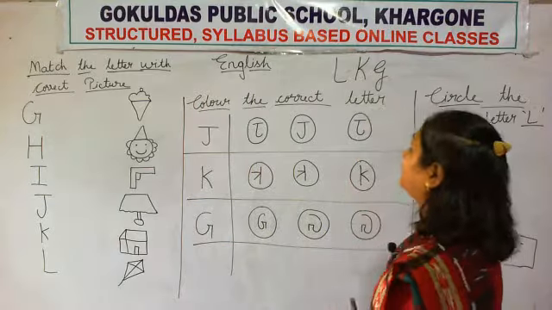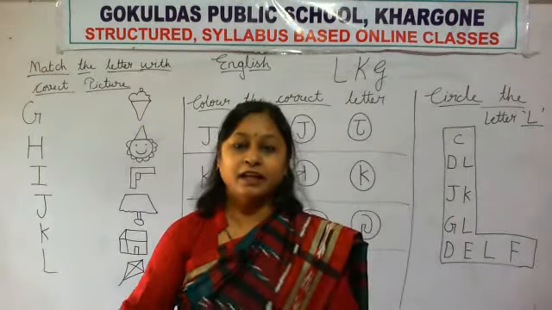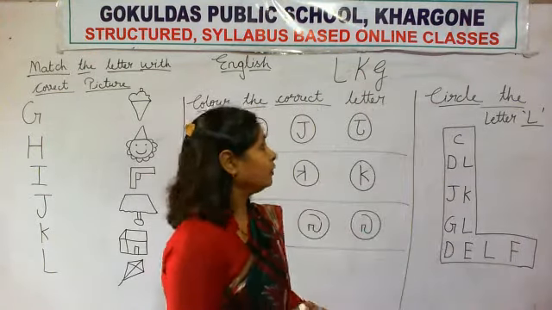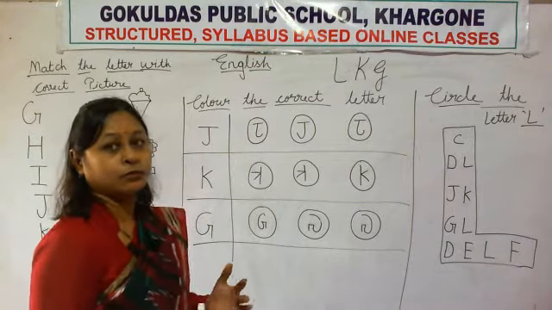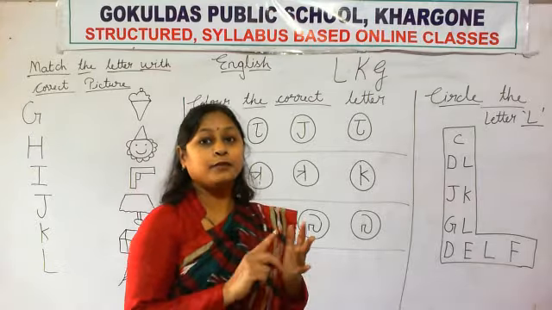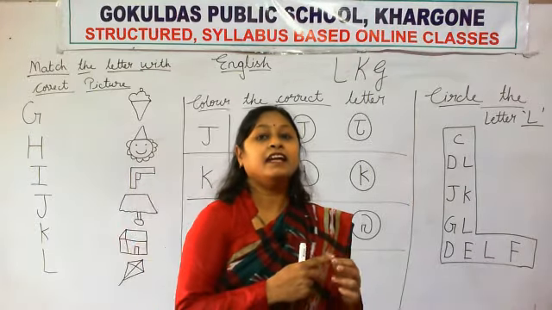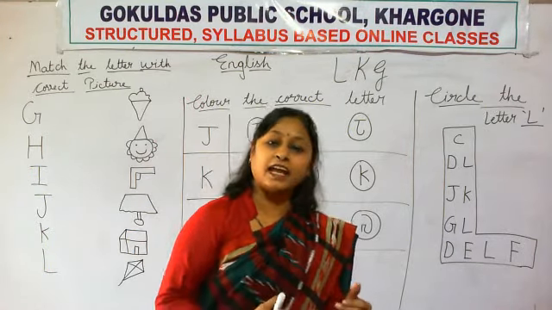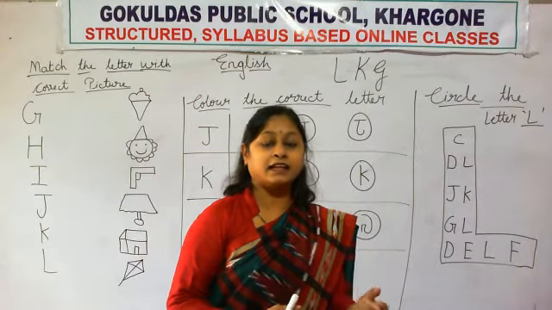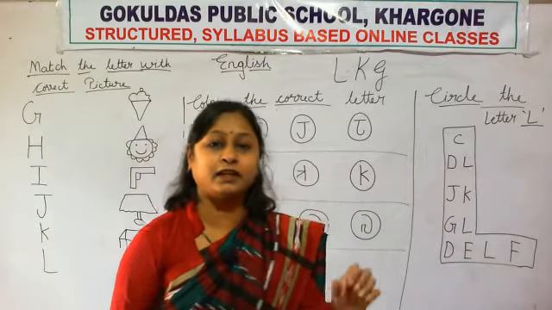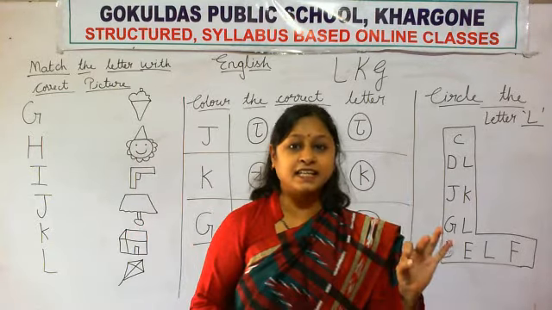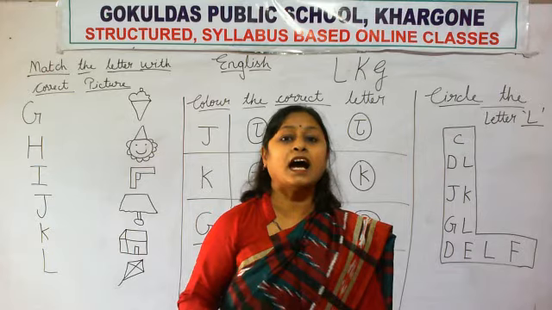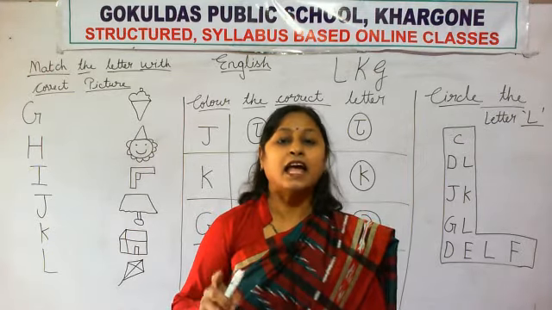Okay, my dears, we have learned letters A to H. We have learned A, B, C, D, E, F, G, H, I, J, K, L. We have learned letters A to L. Again we will repeat: A, B, C, D, E, F, G, H, I, J, K, L.